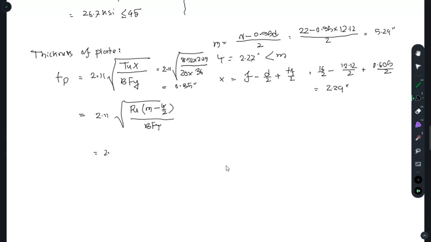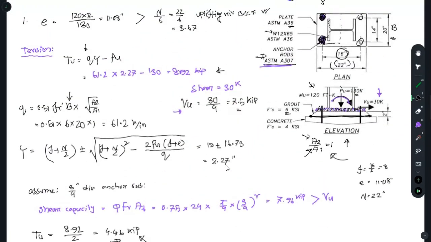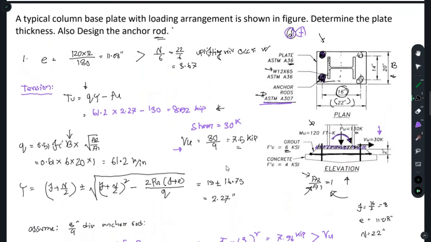And you get another tp value from here, which is Pu, in this case 130 kip of axial force, and your m value is 5.24, and your y value is 2.27 over 2, and you have a b value of 20, and the Fy value is 36. So you'll get another tp, which is 1.82 inch. So your plate thickness is this, which controls. So your plate thickness is this, and your bolt will be a 3/4 diameter anchor rod. So the anchor rod would be 3/4 inch diameter, and your plate thickness would be 1.82 inch, or you can use 1.85 inch.